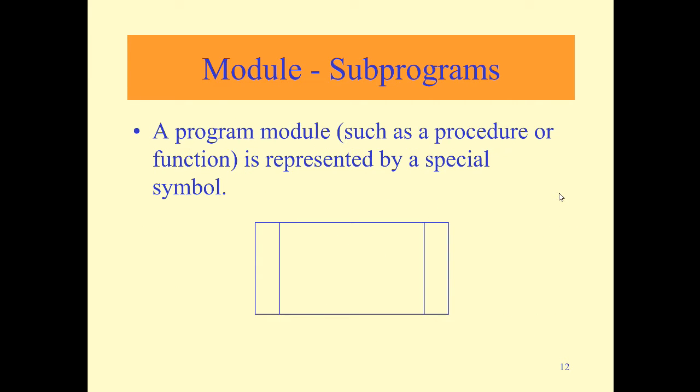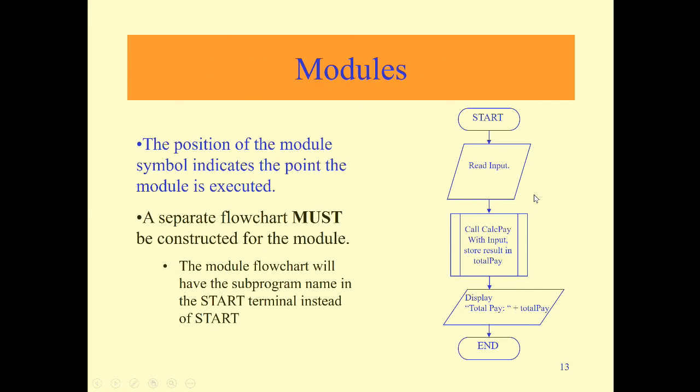If you're doing a subprogram, now you need a program module, such as a procedure or function, to be represented by a special symbol. It looks sort of like the Canadian flag with the two bars at the ends, without the leaf in the middle. The position of the module symbol indicates the point the module is executed. Here we're taking in some input, calling calc_pay with the input and storing the result in total pay. And then there's a final output statement. The point in the program where you call the subprogram is where this symbol goes in your flowchart. A separate flowchart now must be constructed for this module.